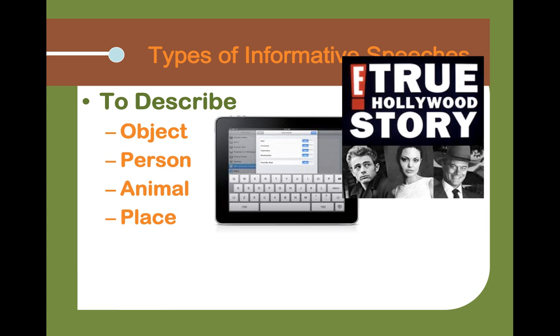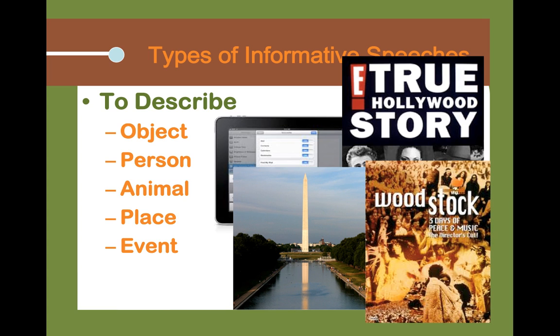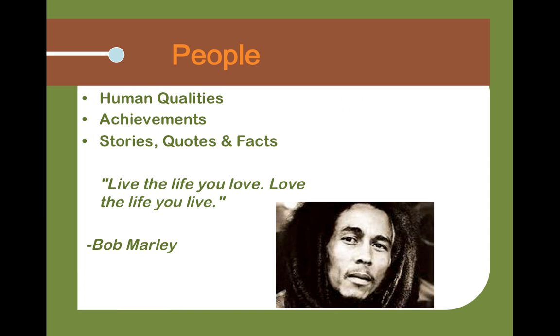You can talk about animals, places. I had a student once give a speech about Washington, D.C. and all the different monuments there. And, of course, you can talk about events. You can talk about previous events, past events, or current events. So I had a student give a speech about Woodstock, or maybe you want to talk about the upcoming elections.